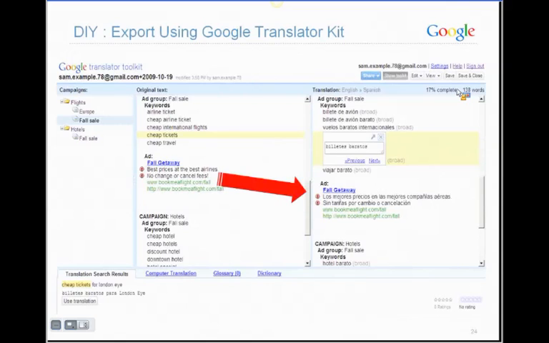The Google Translator Toolkit, also known as GTrans, is a useful tool designed to help you with translation of AdWords campaigns and landing pages into multiple languages. To translate your keywords and ad text, upload an AdWords Editor Archive, or AEA file, into Translator Toolkit, and Translator Toolkit will automatically translate them.